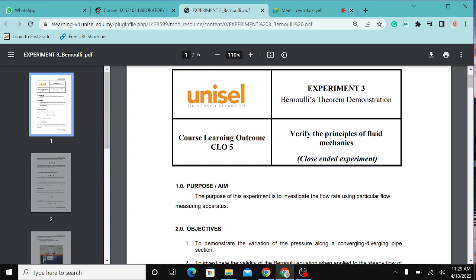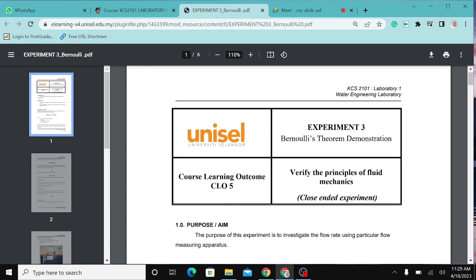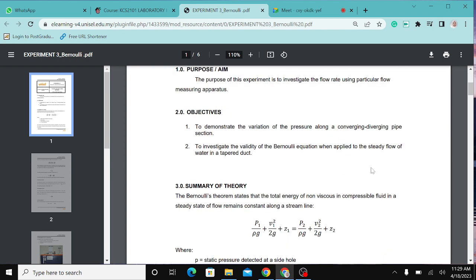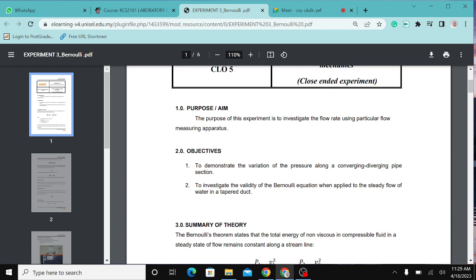So I think you all are familiar about this principle, right? Fluid mechanics, because this is the prerequisite for the subject, kan? Okay. So the main objective is to investigate the flow rate using particular flow measuring apparatus.